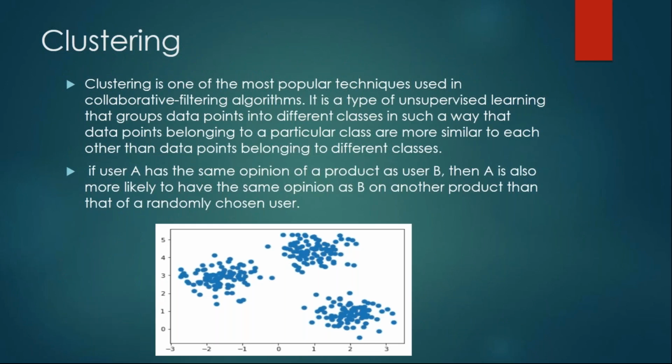Clustering is also one of the most popular techniques used in collaborative filtering. As you know, it's unsupervised learning. It groups data points into different classes, such that data points belonging to a particular class are more similar to each other than to data points belonging to other classes. So if user A has the same opinion of a product as user B, then A is also more likely to have the same opinion as B on another product than a random user.